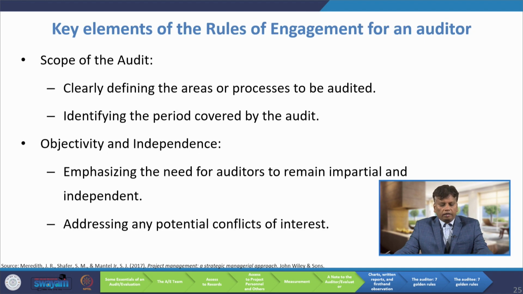So, what are the key elements of the rules of engagement of an auditor? The first one is the scope of the audit. So, we clearly define the areas or processes to be audited, then identify the period covered by the audit. The next element is objectivity and independence, emphasizing the need for auditors to remain impartial and independent, and addressing any potential conflicts of interest.